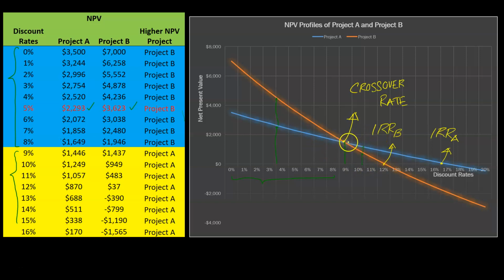And so in a follow-up video, I'm going to show you how you can try and remedy this inconsistency that is arising between IRR and NPV by calculating something called the incremental cash flows and the incremental internal rate of return of project B.